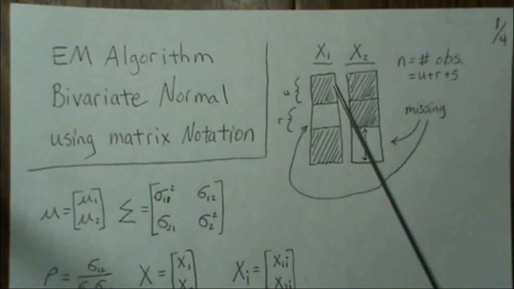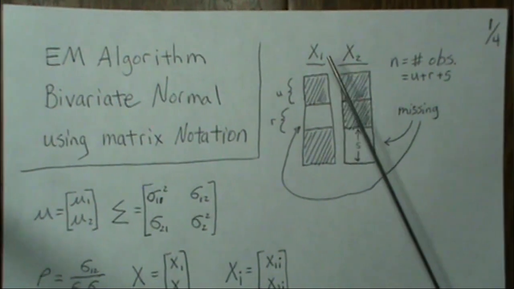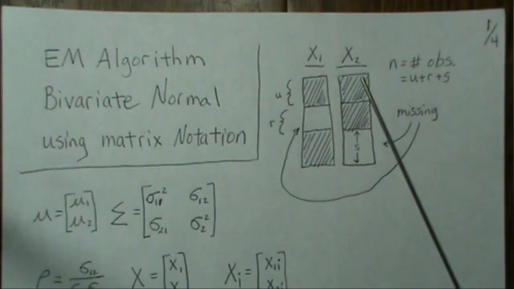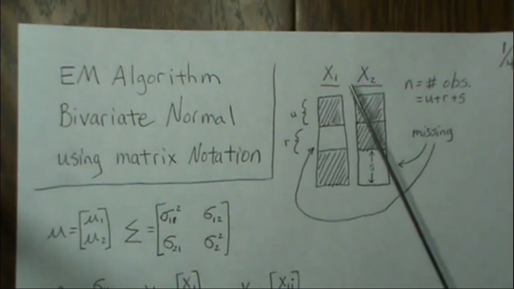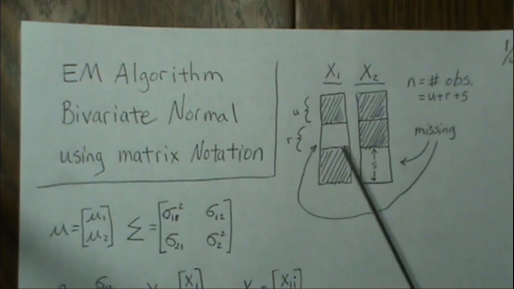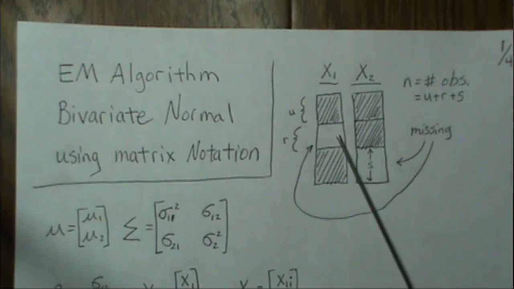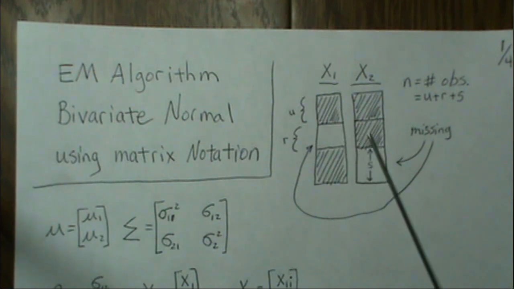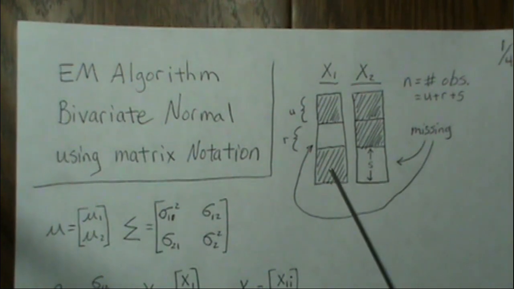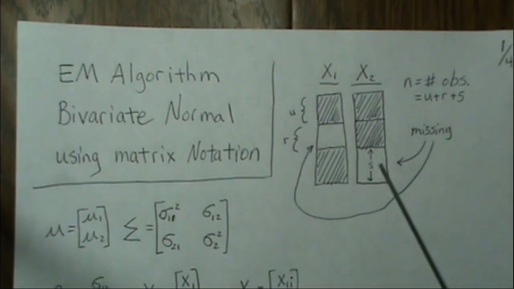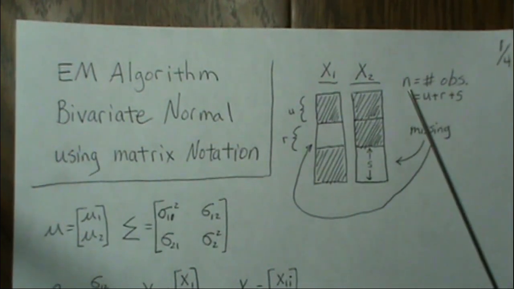And here's our data. Each observation goes across this way, and they have an x1 and an x2. As we go down, there are n total observations, and here there's a section where x1 is missing for some patients or observations, but they have the x2, and this group has x1 but not x2. There are s of these, r of these, and u of these, and u plus r plus s equals n.